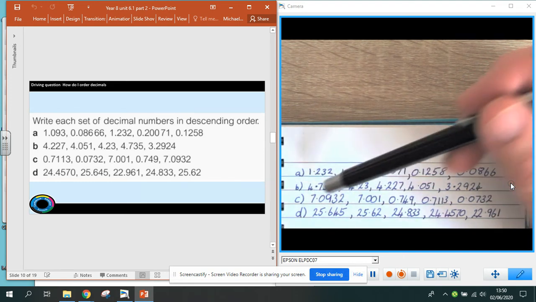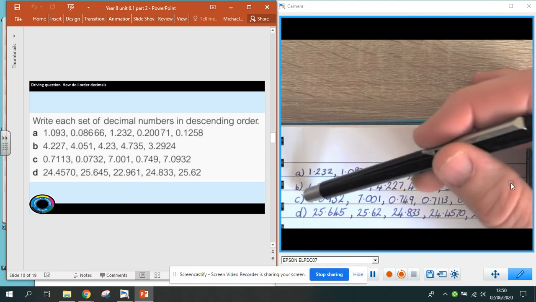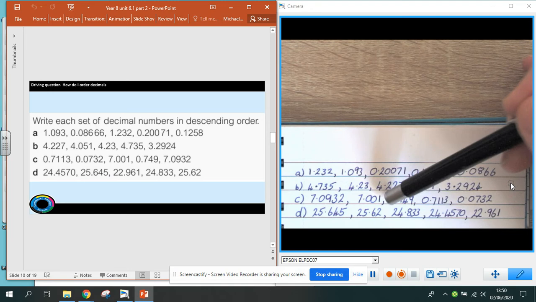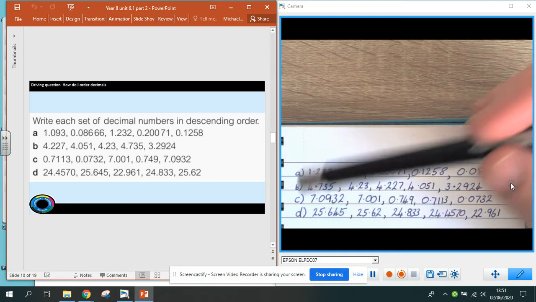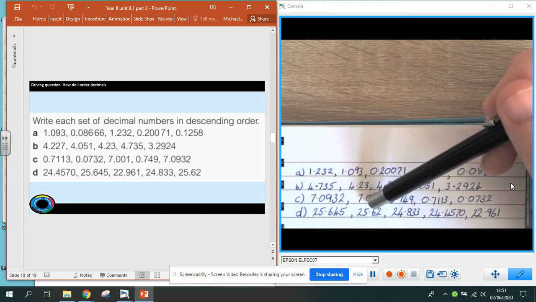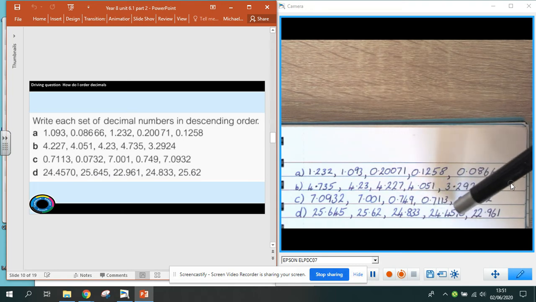The next one, so we've got 2 sevens followed by some zeros, 7.09, 7.0932, 7.001, 0.749, 0.7113, 0.0732. And lastly, 25.645, 25.62, 24.833, 24.4570, and 22.961.